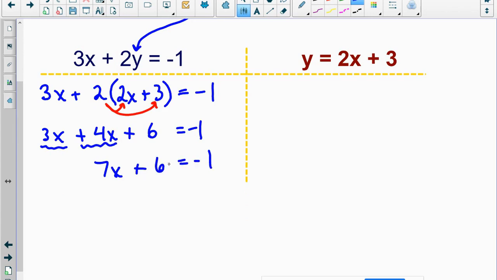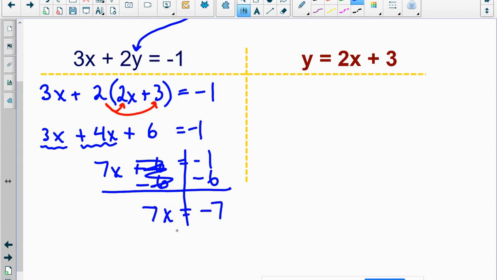And now I want to combine my constant terms on the other side, but they're on opposite sides of my equation. So I have to undo the plus 6 by subtracting 6 on each side. That's going to leave me with 7x equals -7. I divide it out. I get x equals -1. All right, so that's part of our solution. It's not the entire solution, though.